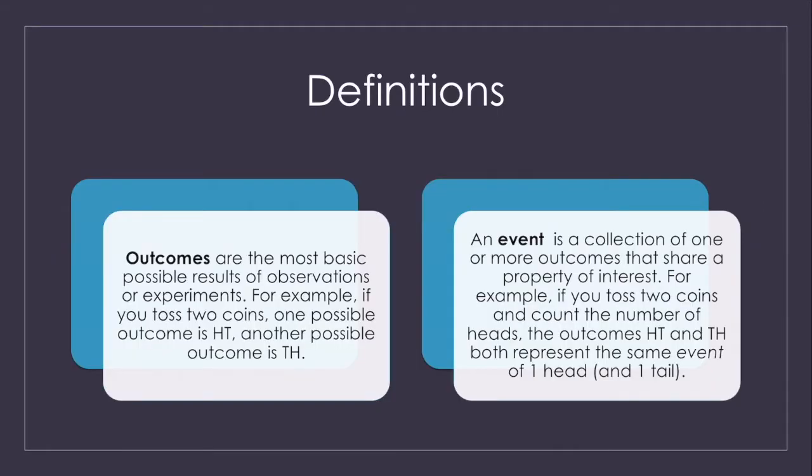So when I conduct an experiment, the outcomes are the most basic possible results or observations. For example, if I toss two coins, one possible outcome would be heads, tails, and the other one would be tails, heads. An event is a collection of one or more outcomes that share a property of interest. For example, if I toss two coins and count the number of heads, the outcomes HT and TH are the same event of getting one head, or you could call that one tail. It depends whether you're looking for heads or tails.